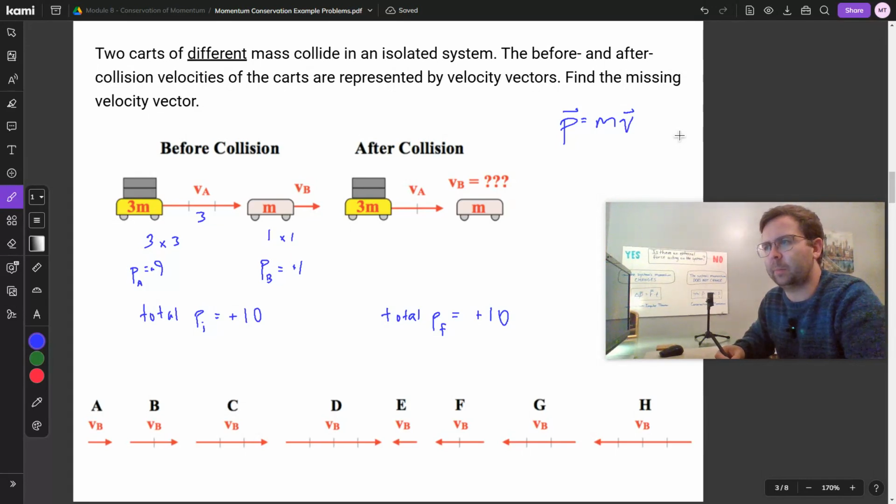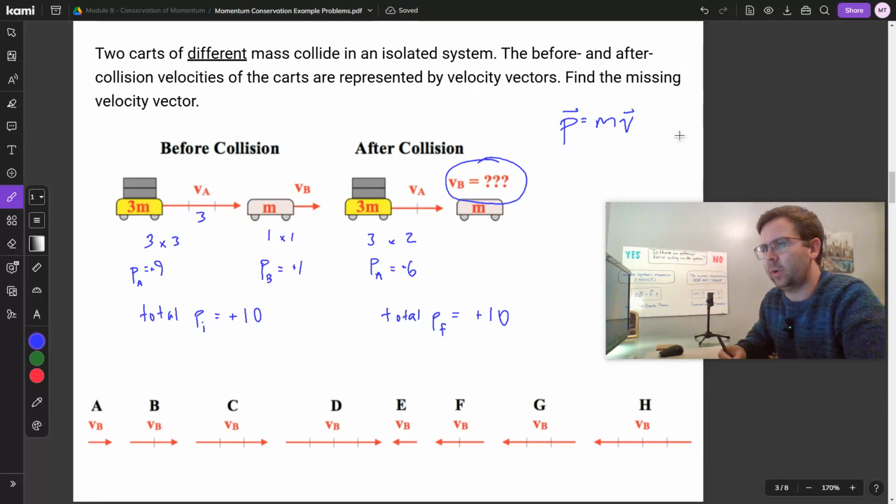So now we can work backwards and figure out what is our missing velocity here. First, let's figure out what's the momentum of the big cart. So we have a mass of 3, but now if you notice the velocity is only 2 units, right? So 3 times 2, that's going to be a final momentum for A of 6. 3 times 2 is 6, so that's a positive 6.